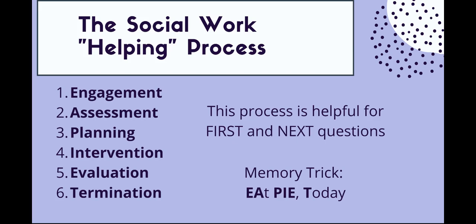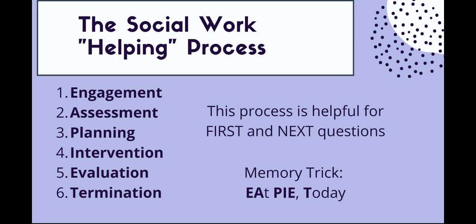And I will go through each of the different stages and explain what you would do as the social worker in each of these stages. Here are our 6 stages. The first is engagement. The second is assessment. The third is planning. Fourth, intervention. Fifth, evaluation. And 6, termination.